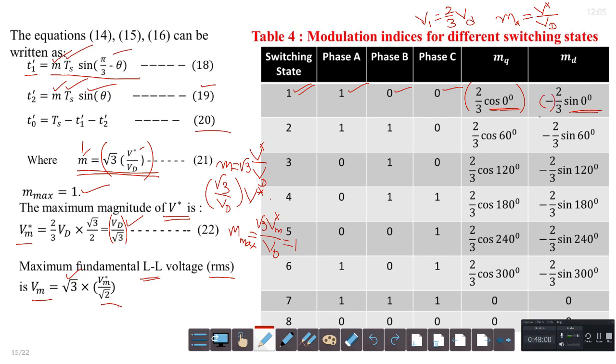Similarly, let us consider switching state 2, that is 1 1 0. This is the voltage V2, which is at 60 degrees. So 2 by 3 Vd by Vd into cos 60 degrees is the Q axis modulation index MQ. So 2 by 3 cos 60 degrees, and the vertical component will be 2 by 3 sin 60 degrees, with a minus sign because it is in the downward direction. Similarly, for the other switching states you get the modulation indices.